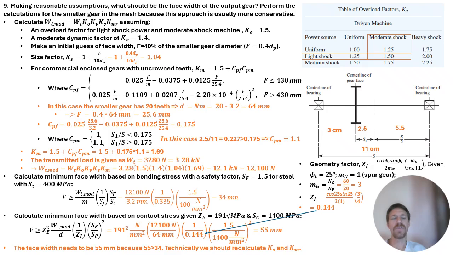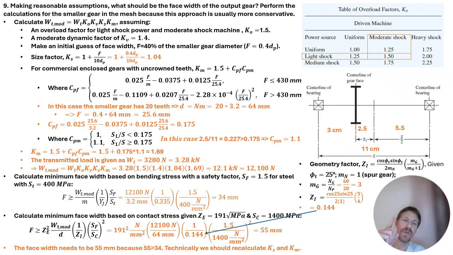So the modified transmitted load is going to be the transmitted load, which is 3.28 kilonewtons, times the K0, Kv, Ks, Km, which turns out to be 12,100 newtons. Then we can use that value to use the two approaches to calculate the minimum face width. First is from the bending stress, and second is from the contact stress. We're going to hit them both with a safety factor of 1.5.